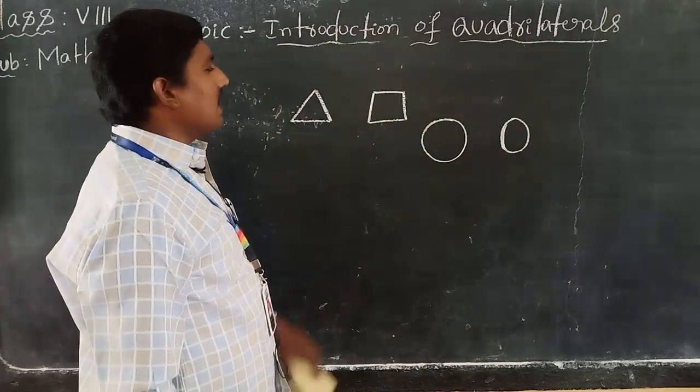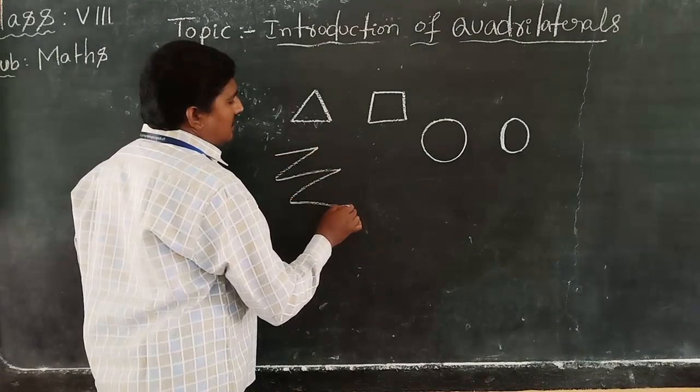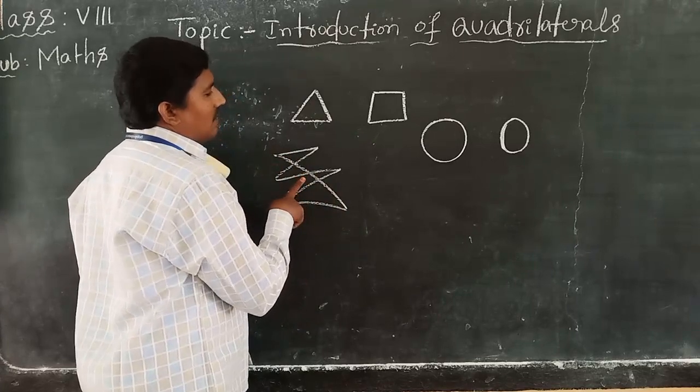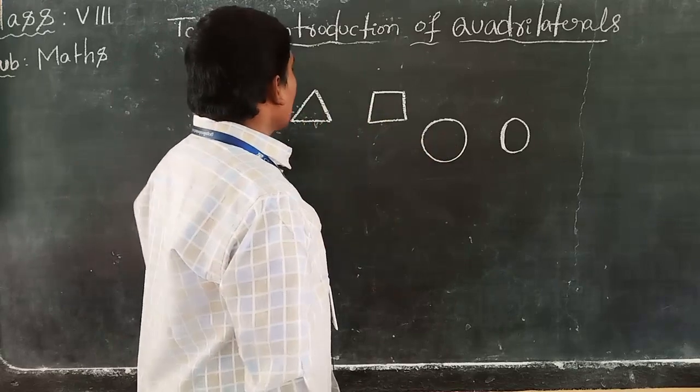These are all simple closed figures. Why? Because they do not intersect themselves. See, take any diagram here. This diagram intersects itself. It is just a closed figure, but these are all simple closed figures.